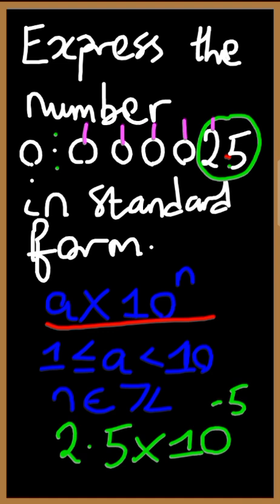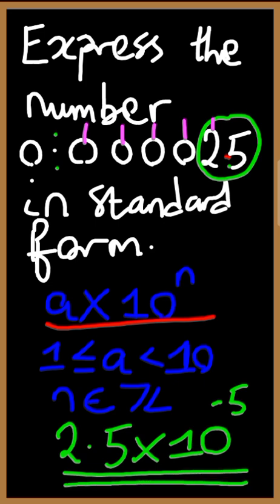Therefore, 0.000025 in standard form is simply equal to 2.5 times 10 to the power negative 5.